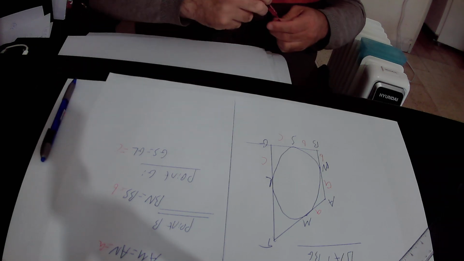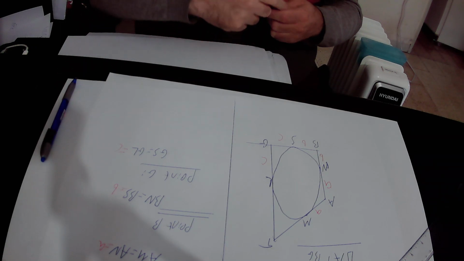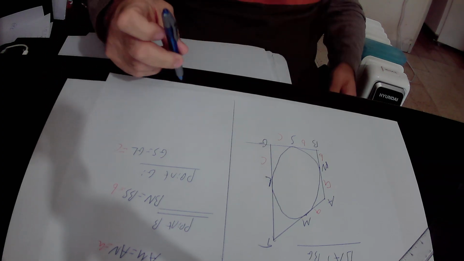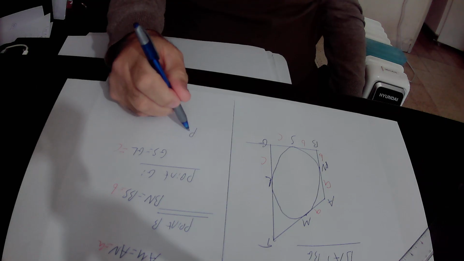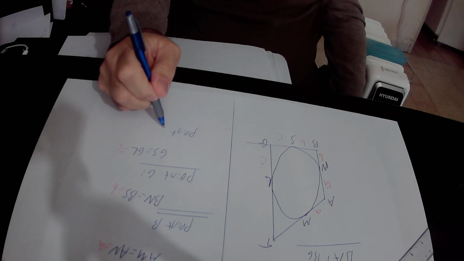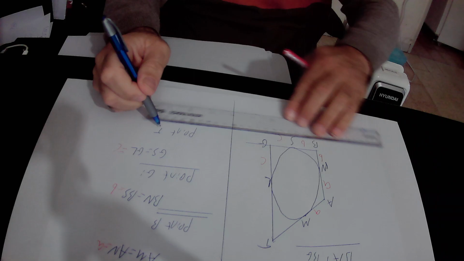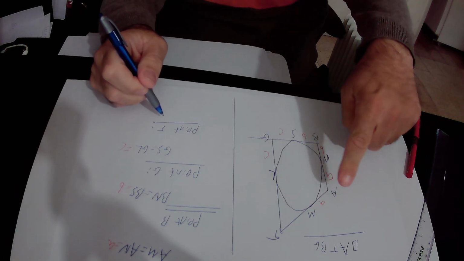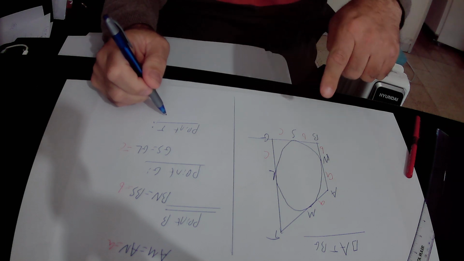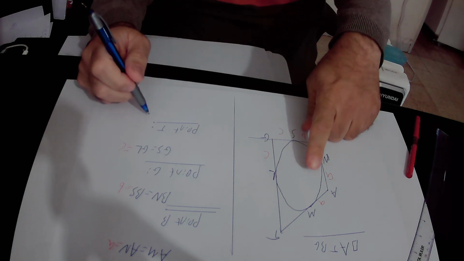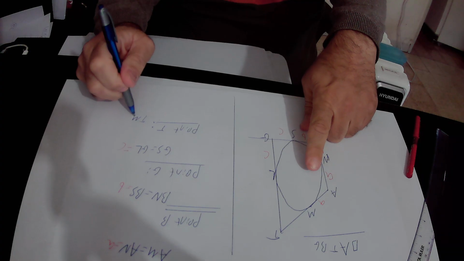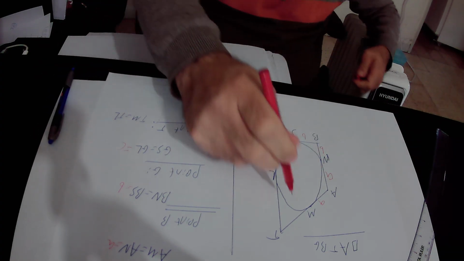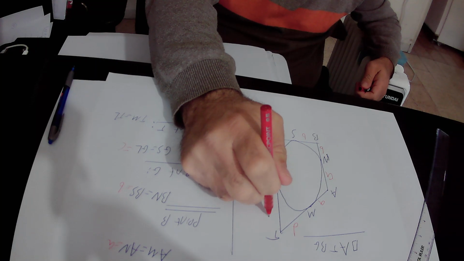And finally, we'll focus on the common external point, point T. From point T, we have two tangents to this circle. We have tangent TM and tangent TL. According to rule number 2, they must be equal to each other. So TM equals TL. So if TM is D, then TL must also be equal to D.